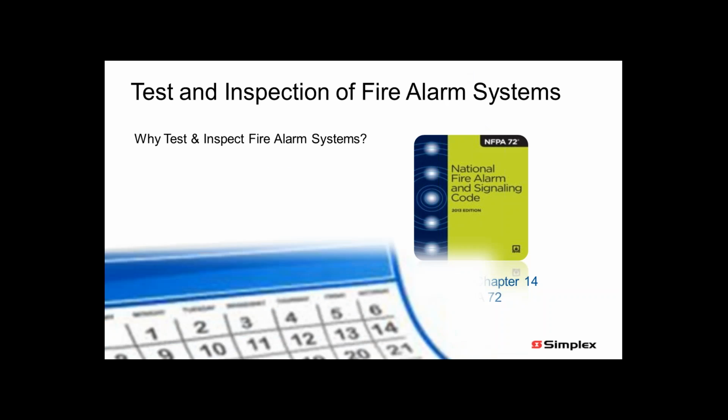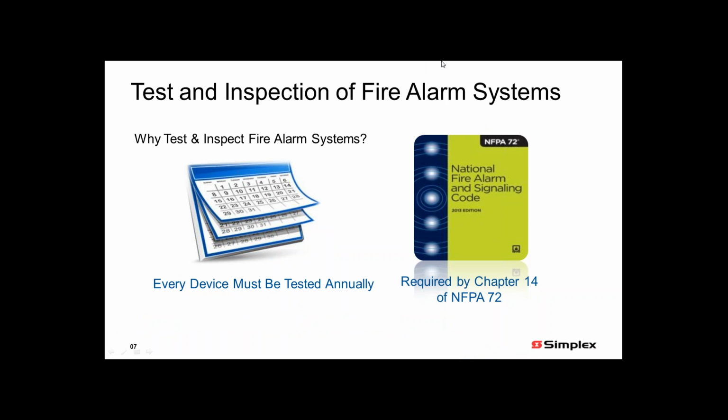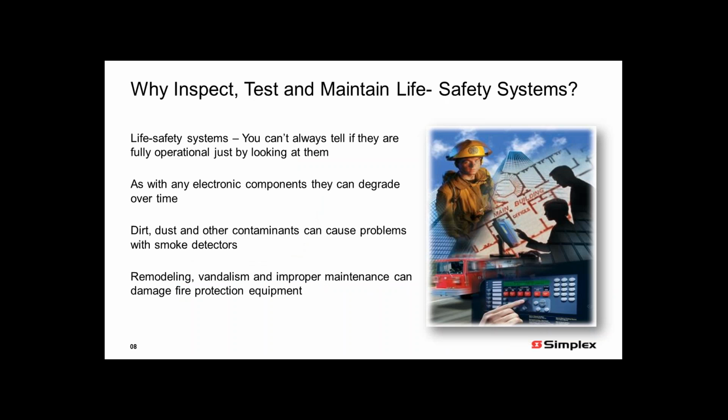Why do we test fire alarm systems? Well, in 72, we say at least every device must be checked annually. We've got to make sure that at least everything in our system works, and we're going to physically verify that at least once a year. Some things take multiple times to test, but we want at least every component tested once every 12 months.